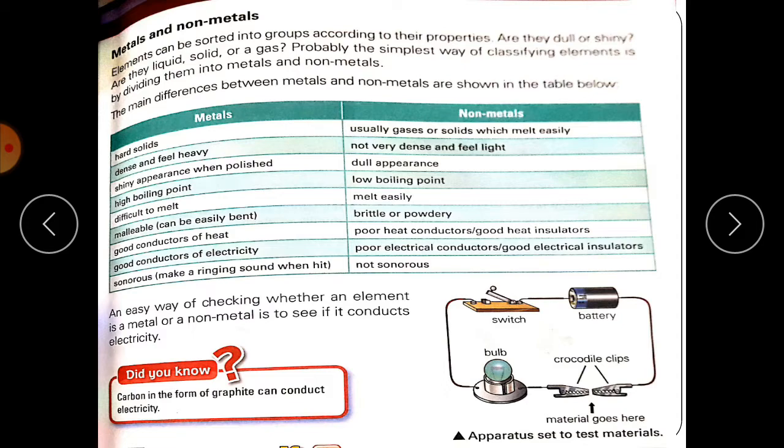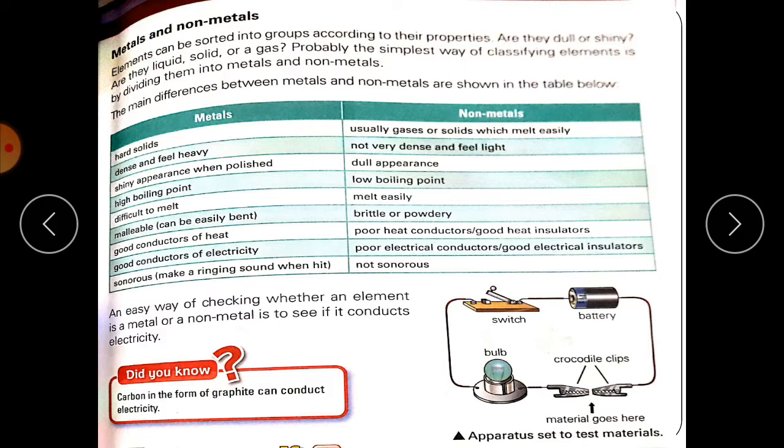And electricity, metals are good conductors of electricity and non-metals are poor electrical conductors. Now metals are sonorous, they make a ringing sound when hit, and non-metals are not sonorous, they do not make sound when struck. Okay, these are the differences between metals and non-metals.